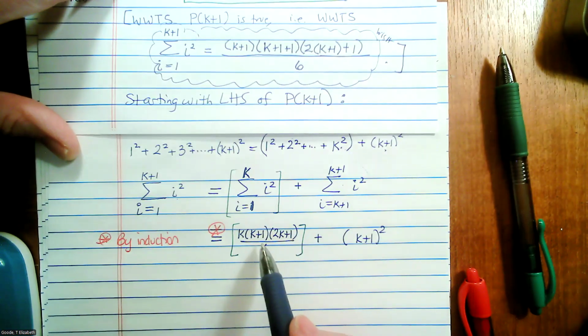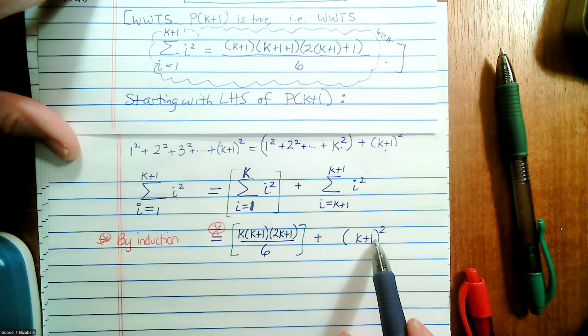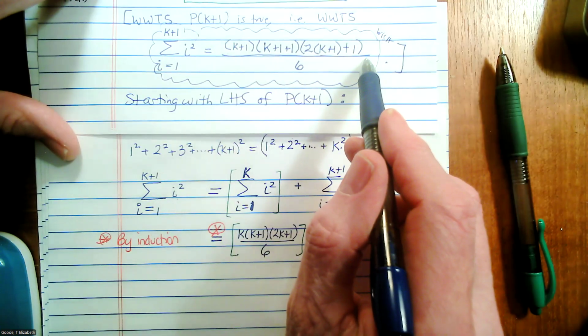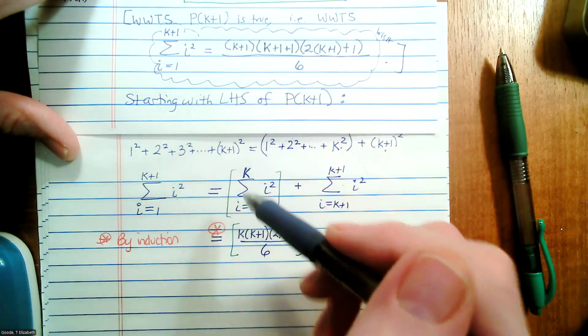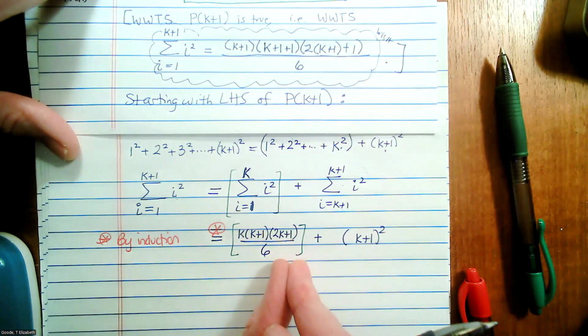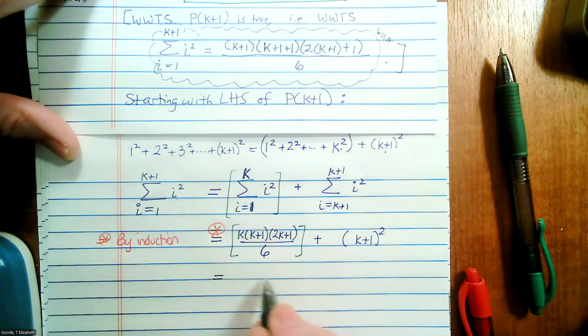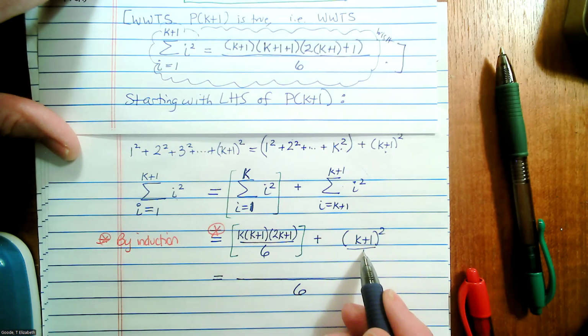We have the sum of a fraction with a 6 on the bottom plus another term. What we're shooting for is a single quotient or fraction with a 6 on the bottom with a big product up top. So we've got to somehow combine these into a single fraction over 6. So what is our algebraic trick for doing that? It's called getting a common denominator, right?